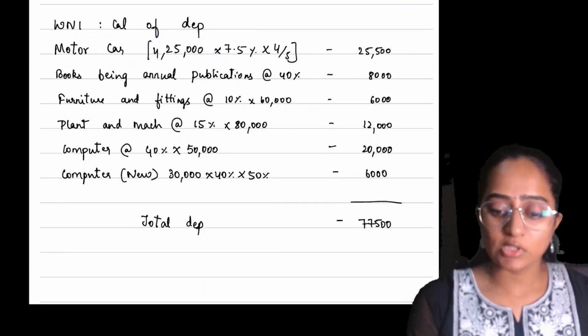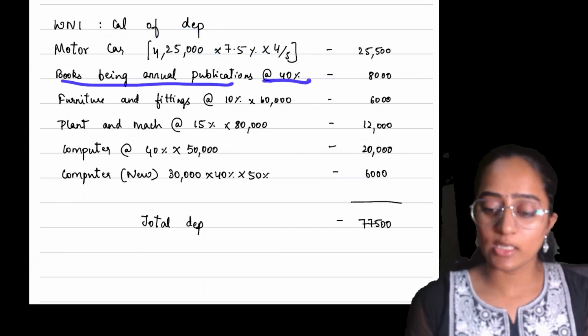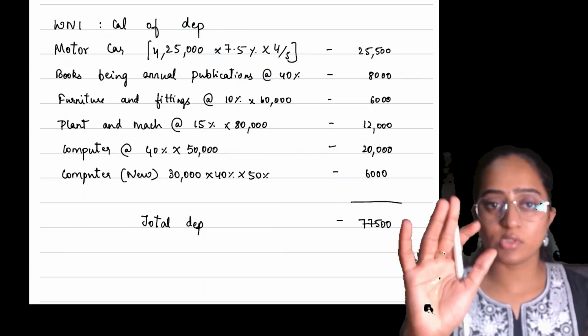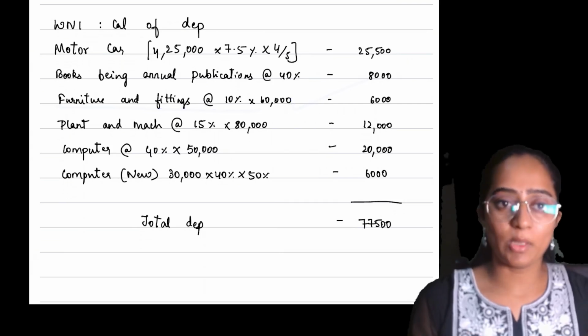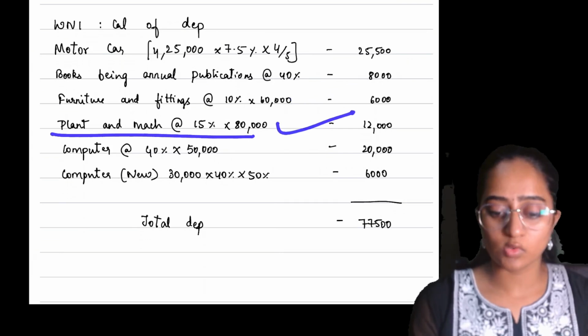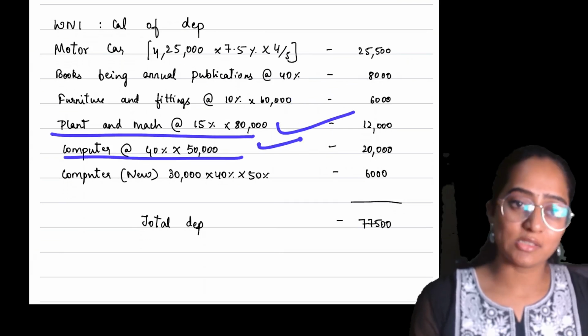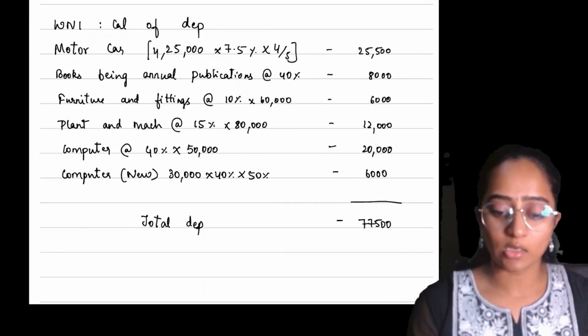Clear? Books, being annual publications, at the rate of 40%. That is the books provided in the question. We have considered furniture and fittings, the opening balance they have considered. Plant and machinery also considered. Computers also considered. That is the opening balance information done.